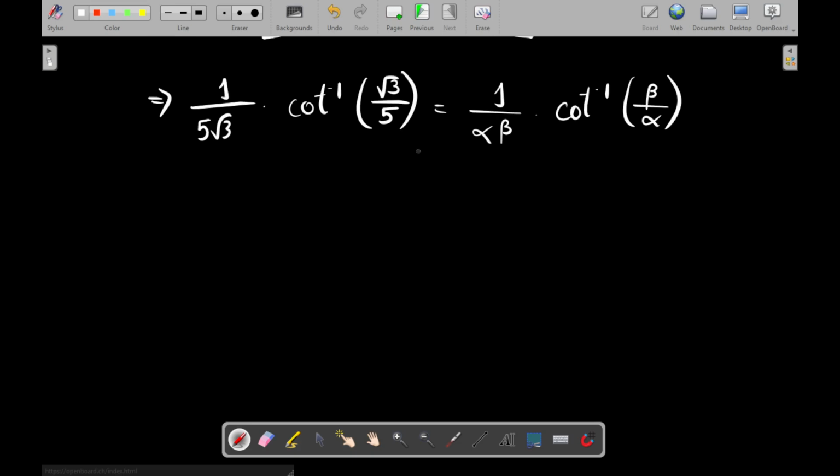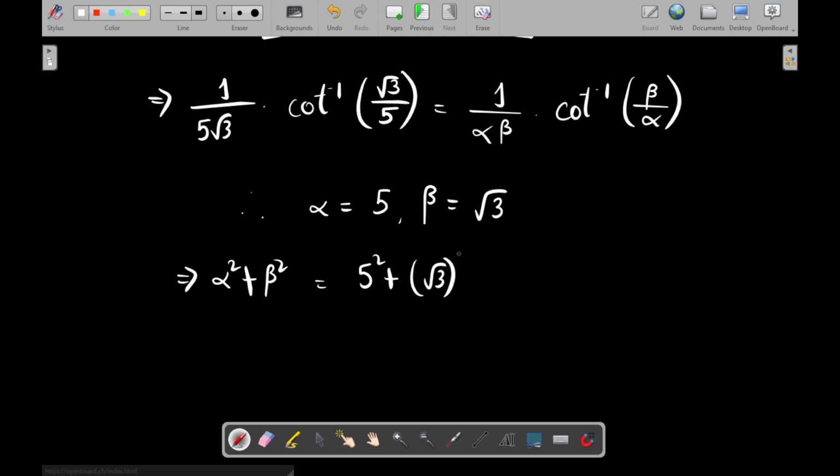Okay, so now we can compare and equate both sides. Comparing both sides, we get alpha, which is in the denominator, alpha is 5 and beta will be root 3. So our question was probably alpha square plus beta square. So this is 5 square plus root 3 whole square. So this is 25 plus 3, which is 28. So this is the required answer, I believe, 28.